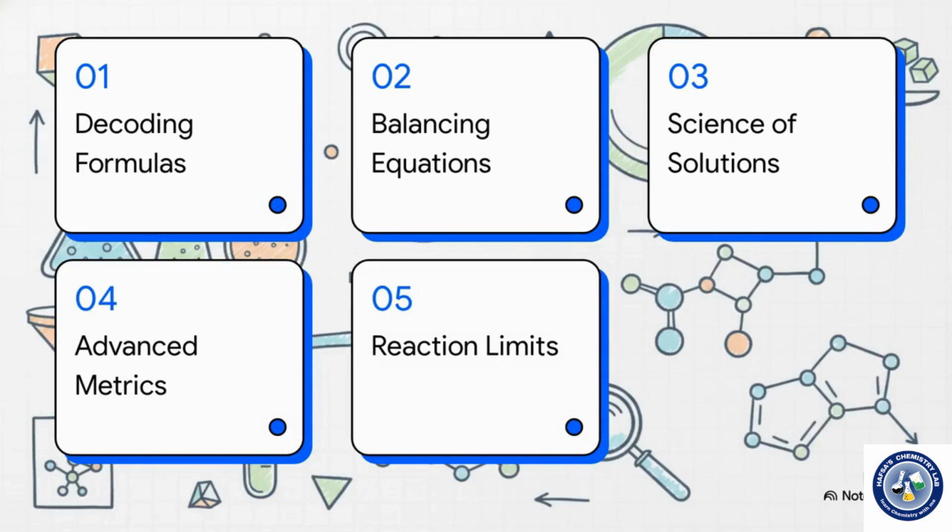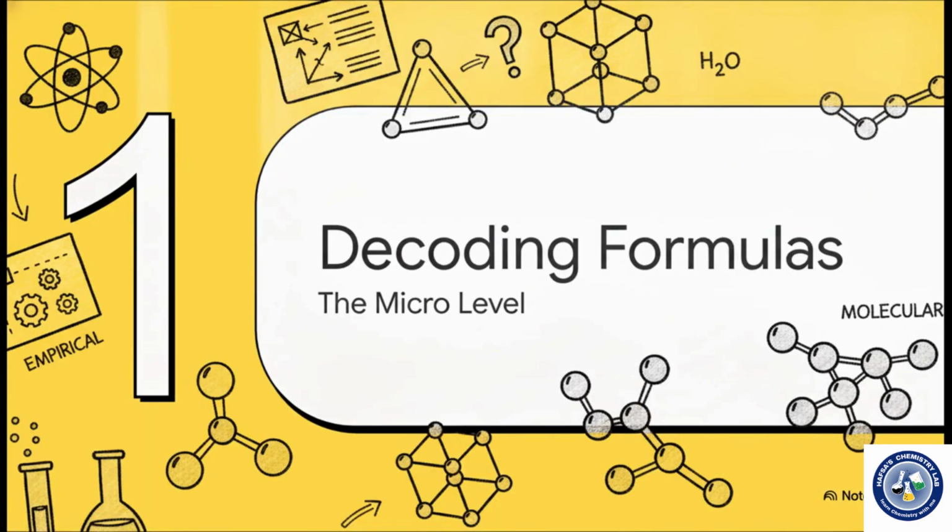So, here's our roadmap for today. We'll kick things off by decoding chemical formulas. Then we'll balance some chemical equations. After that, we'll dive into the science of solutions, followed by some advanced solution metrics. And finally, we'll hit the wall with real-world reaction limits. Let's get started with Section 1, decoding chemical formulas at the micro level.